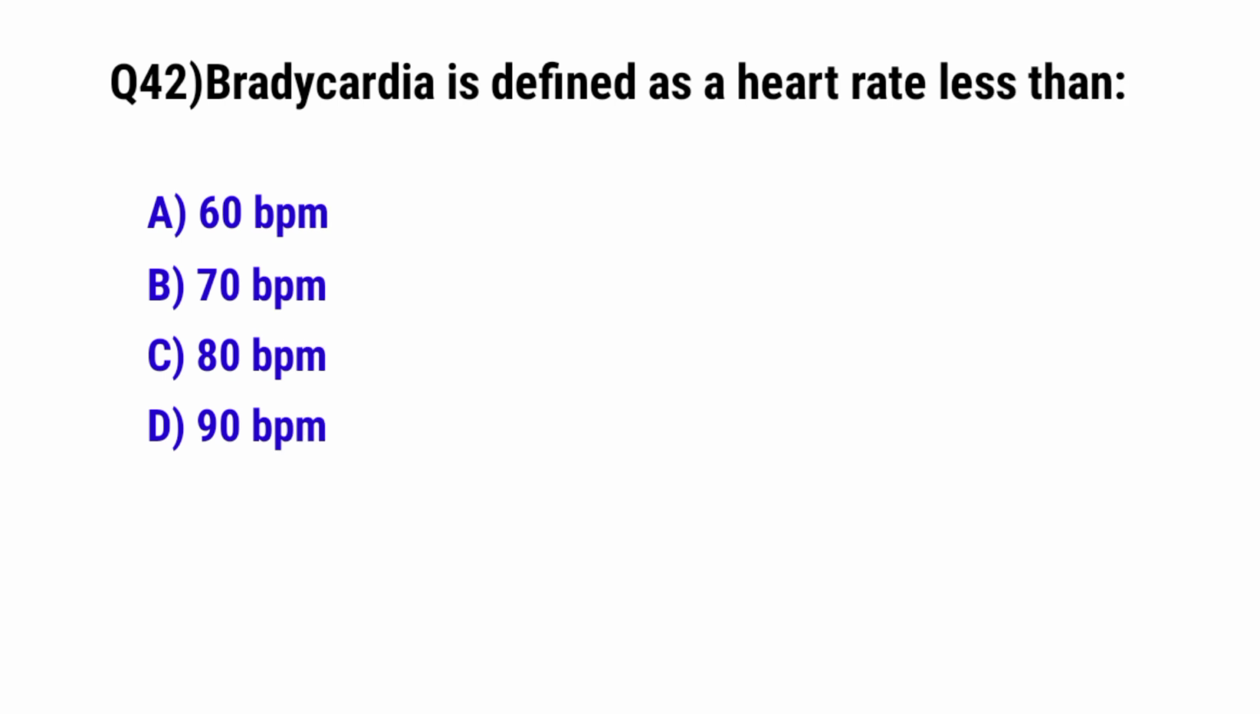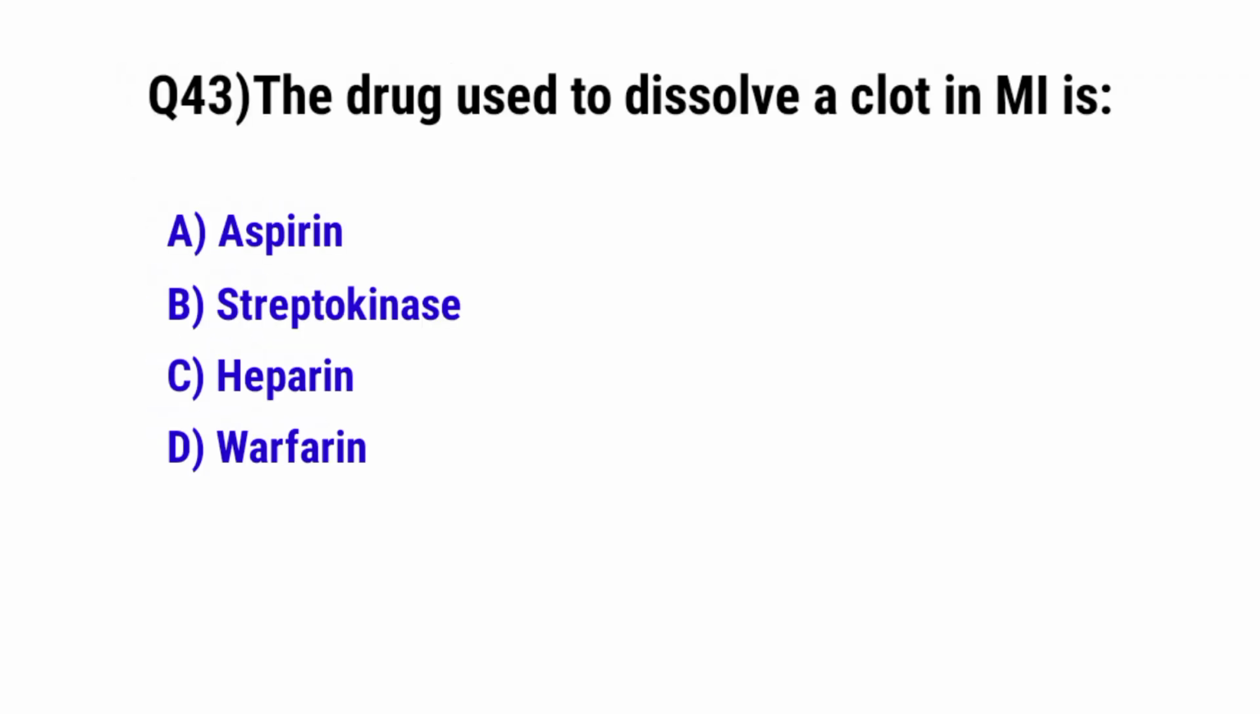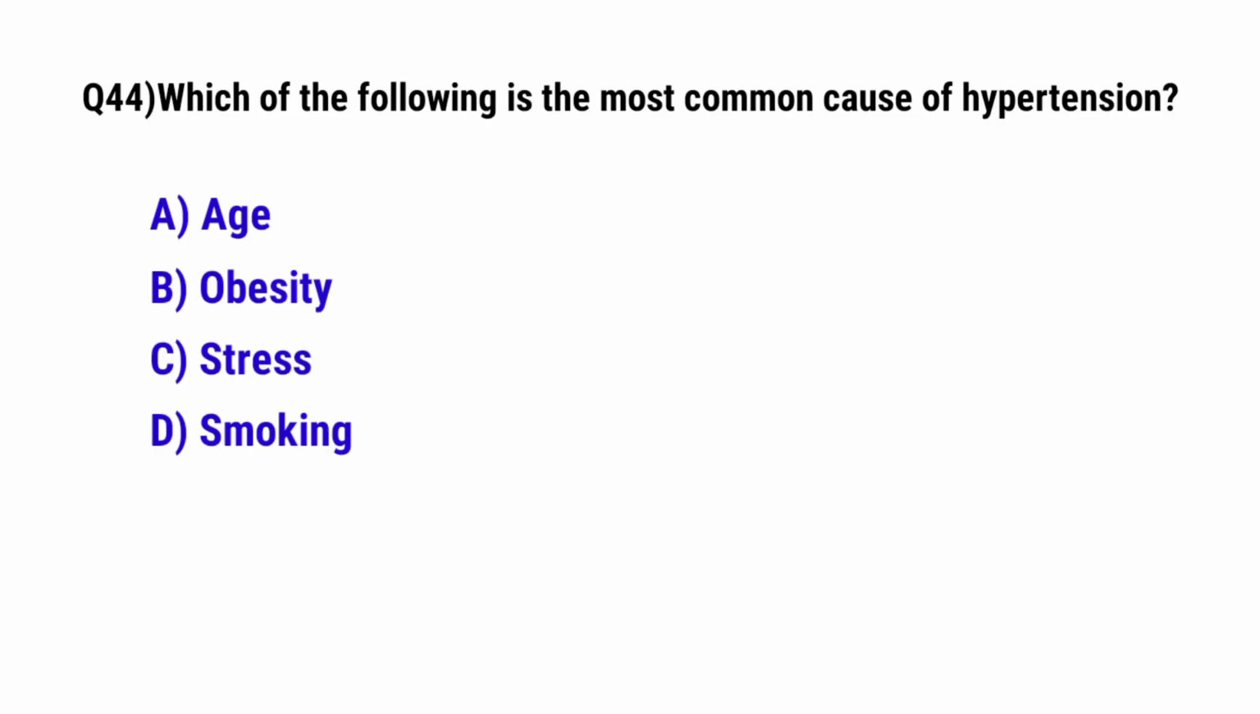Question number 42. Bradycardia is defined as heart rate less than. The correct option is A, 60 beats per minute. Question number 43. The drug used to dissolve a clot in myocardial infarction is. The correct option is B, streptokinase. Question number 44. Which of the following is the most common cause of hypertension? The correct option is B, obesity.